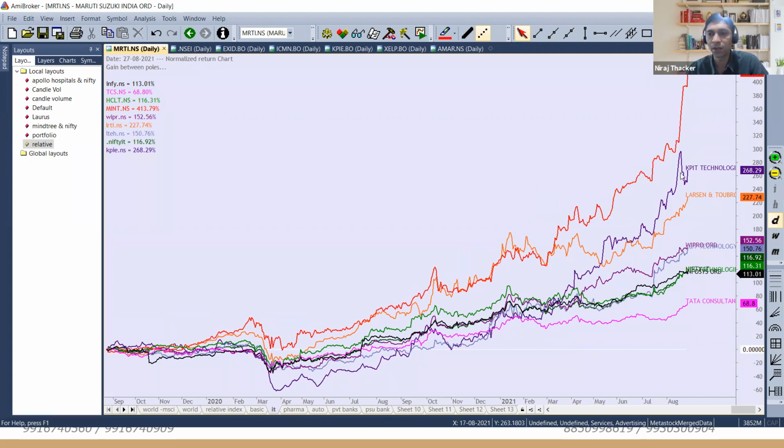So KPIT generally I hold in my portfolio stock, and Mindtree I use generally for options and hedging like that. Okay, so hope this gives you an idea how to enter. Then you can see pharma.